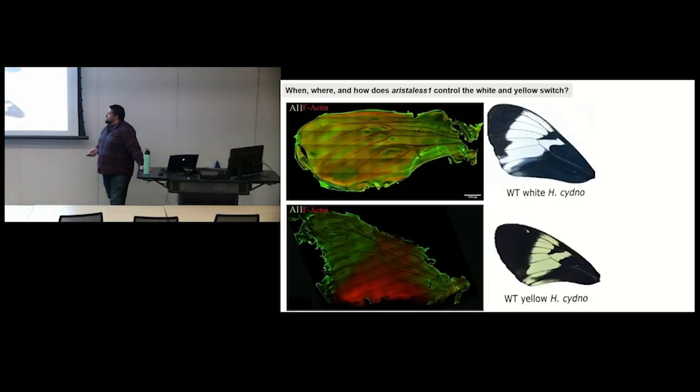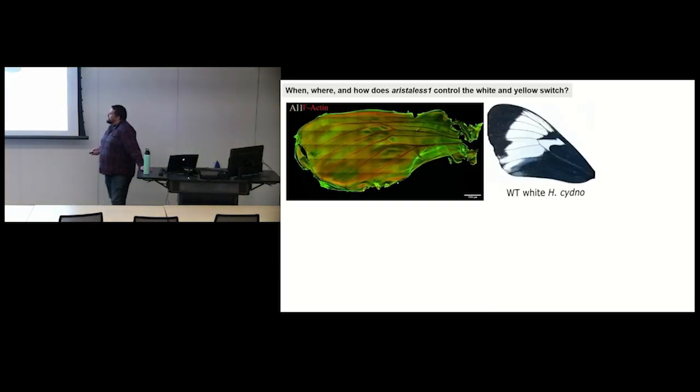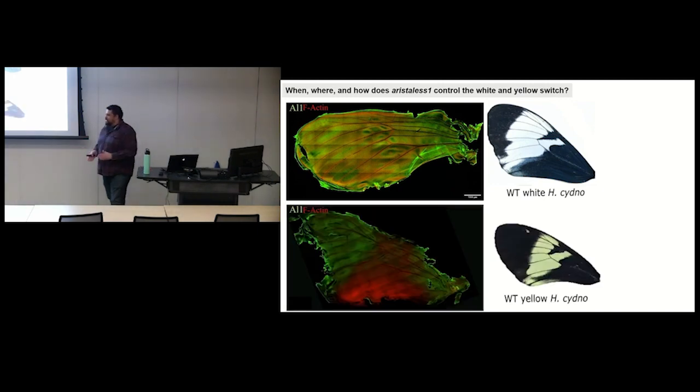Okay, so, spoilers. So what about yellow? One thing that we noticed in yellow was that there was this very narrow window of development where aristaless 1 just goes down in the middle of the wing. So there's a reduction that happens only for an hour to 2 hours, considering that these are 8-day windows of time for the entire pupal development.